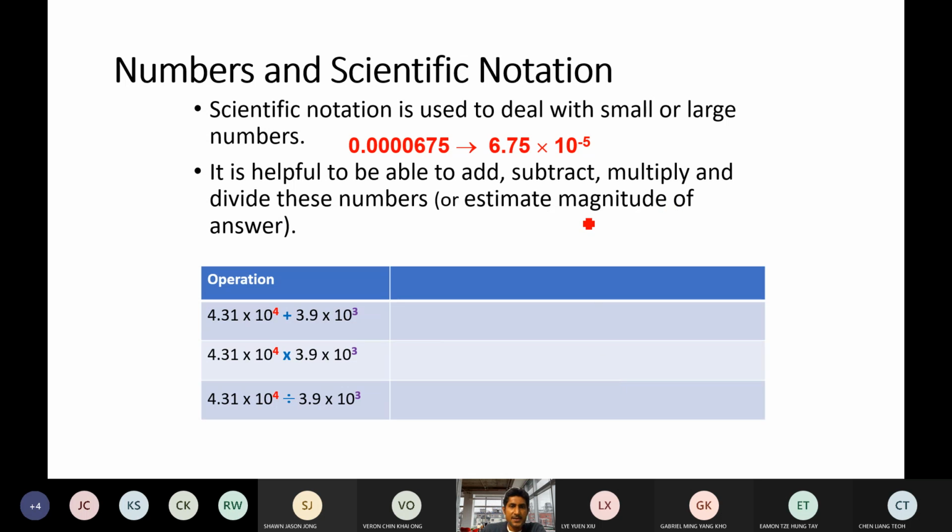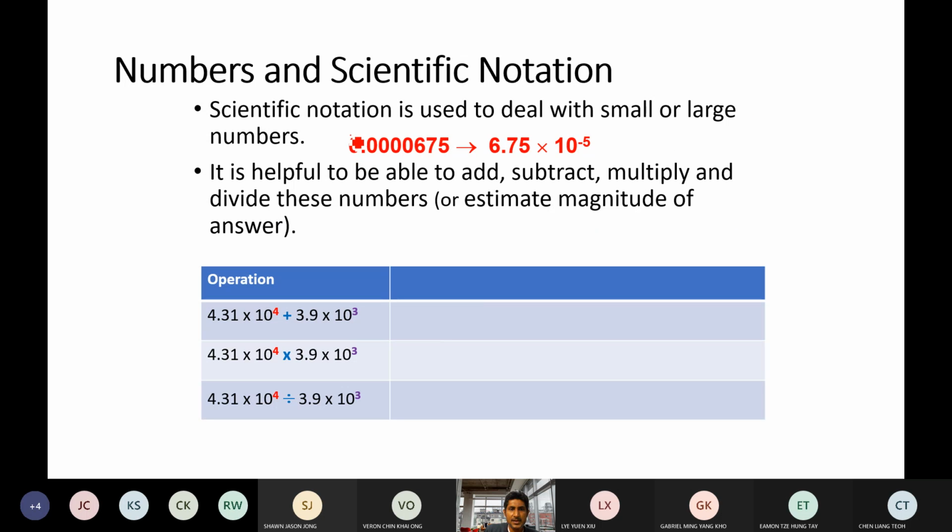Number and scientific notations. Scientific notations are used most of the time in our lab reports. These are quite important because we have to deal with very big numbers, like Avogadro's number, 6.23 times 10 power 23. You cannot write that as 623 followed by 23 zeros, so scientific notations are quite important.